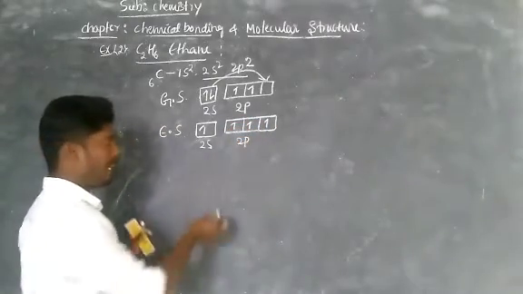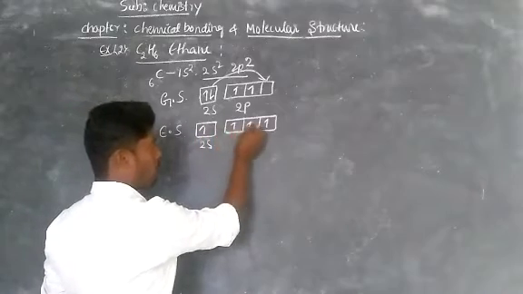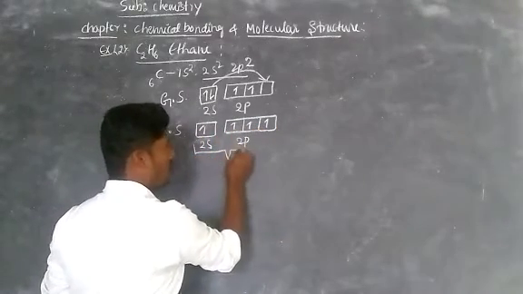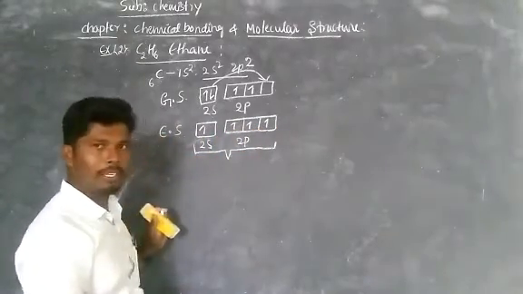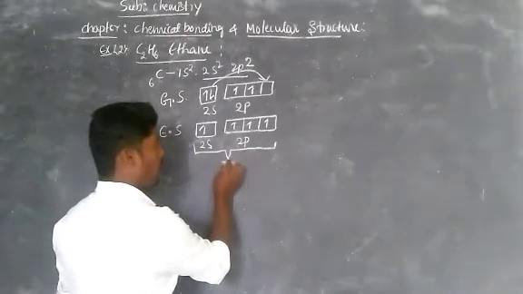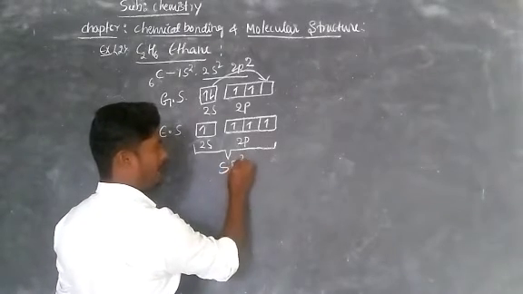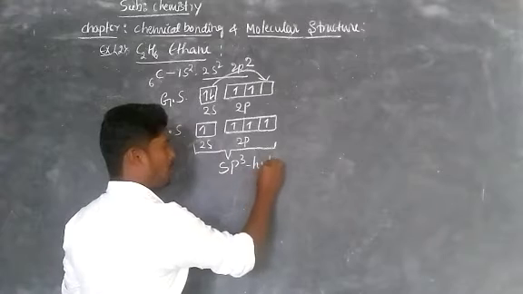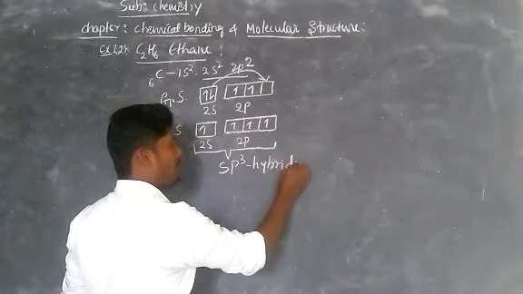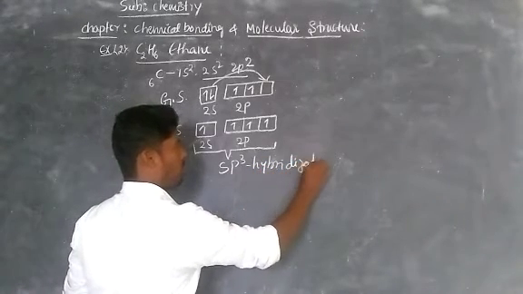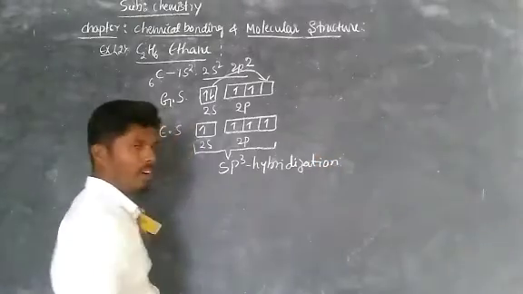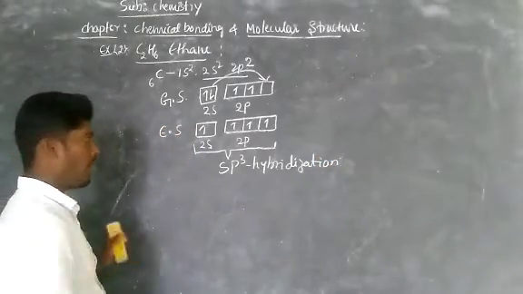So totally how many single electrons are there? 1, 2, 3, 4 single electrons. So all these 4 orbitals are overlapped together and form 1s and 3p hybrid orbitals, that is called sp3 hybridization. Hybridization will be formed.